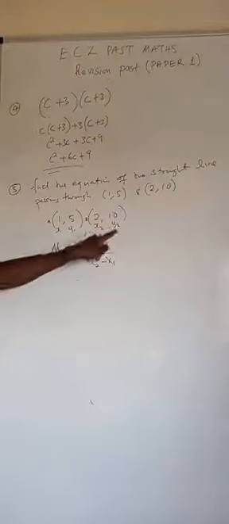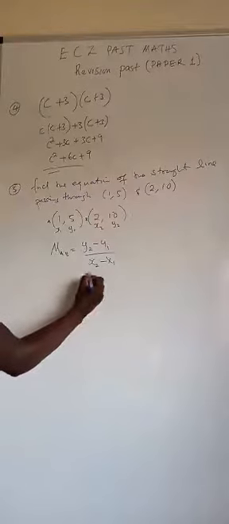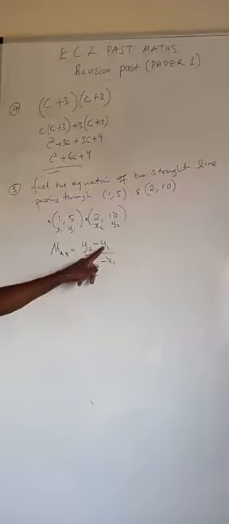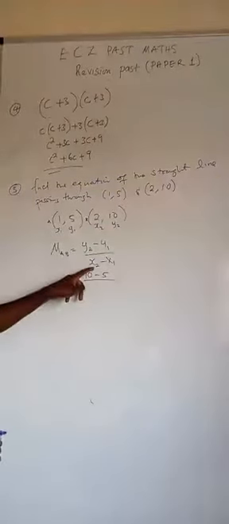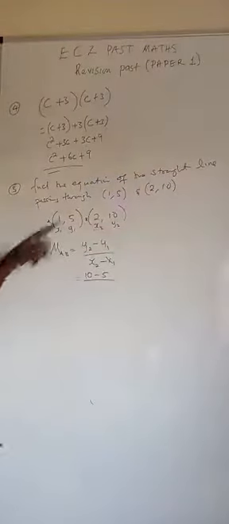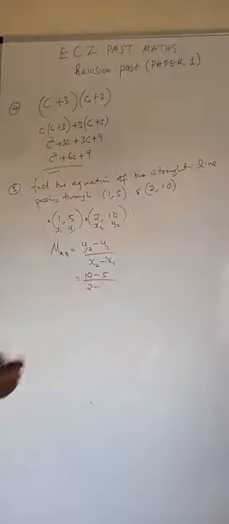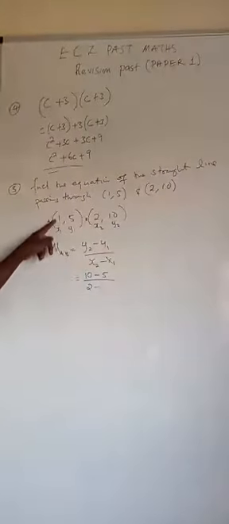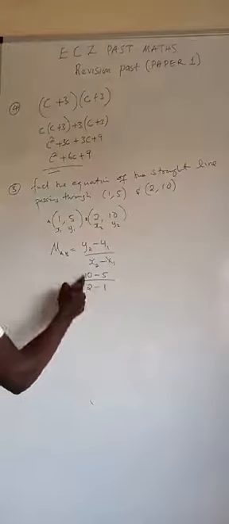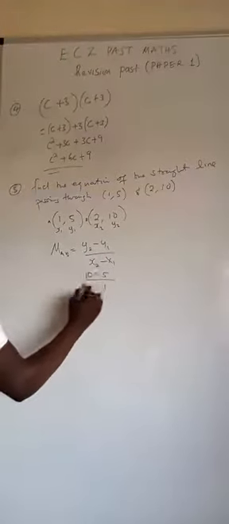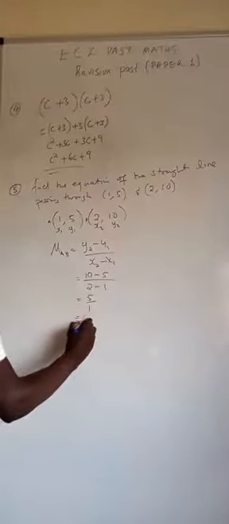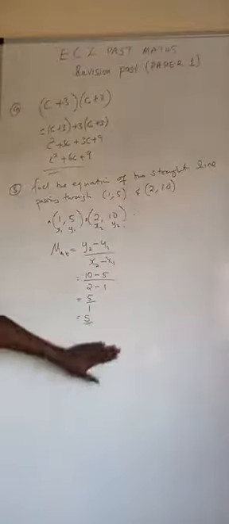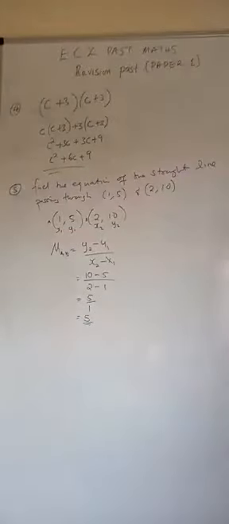What is my Y2? 10. So on Y2 I put 10 minus, what is my Y1? Y1 is 5. I put 5 over. What is my X2? My X2 is 2. I put 2 minus, what is my X1? It is 1. 10 minus 5 is 5. 2 minus 1 is 1. So my gradient is 5. When you find the gradient as 5, that's when you write the equation of the straight line.